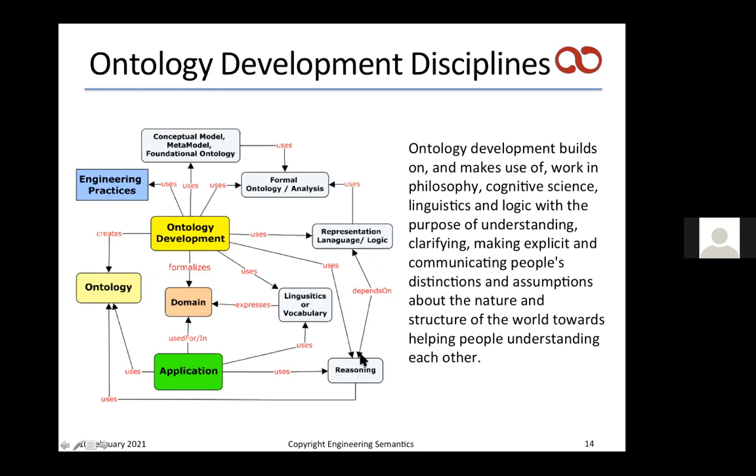And of course, reasoning. Many ontologies aren't really concerned about the use of reasoning. I myself am. They can save a lot of work because you don't have to represent a lot of things. Your reasoner can do it for you.